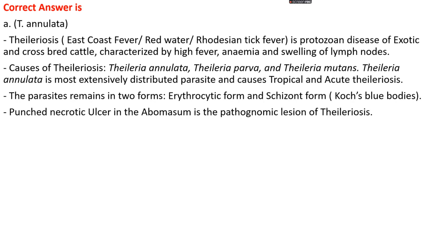This parasite remains in the body in two forms: the erythrocytic form, and second, the schizont form. The schizont form is present in lymphocytes, and the schizonts in lymphocytes are known as Koch's blue bodies. Okay. And the pathognomonic lesion of theileriosis is that we find punched-out necrotic ulcers in the abomasum, which is the pathognomonic lesion of this theileriosis. Okay.